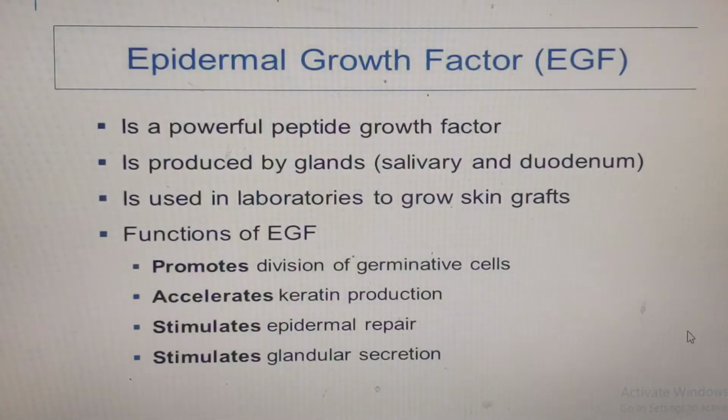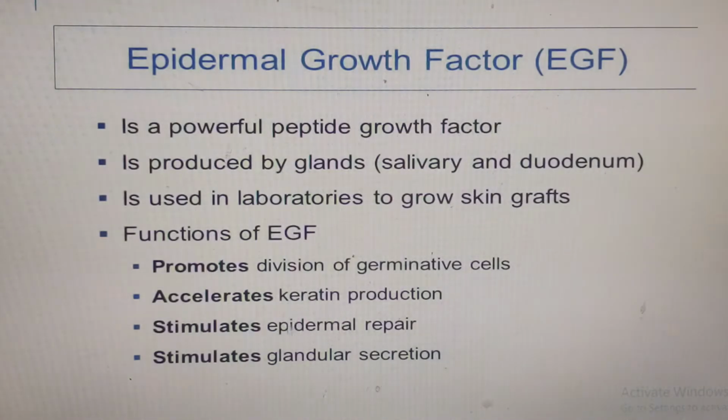But the growth of this epidermis is highly influenced by what we call the epidermal growth factor, and this epidermal growth factor is produced by some glands, notably the salivary and the duodenal glands. It will stimulate the germinative cells or the basal cells of the epidermis, and it also accelerates keratin production, because as they are produced from there, these cells become keratinocytes and they will be producing keratin.